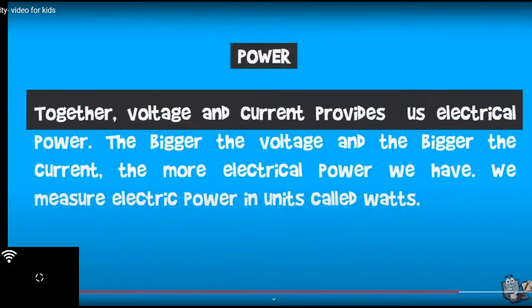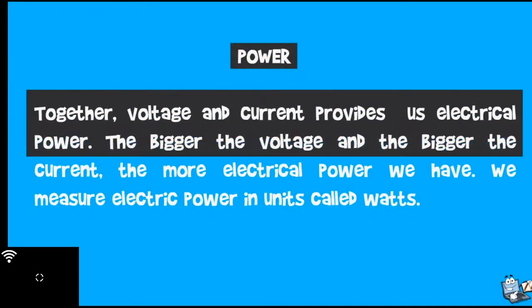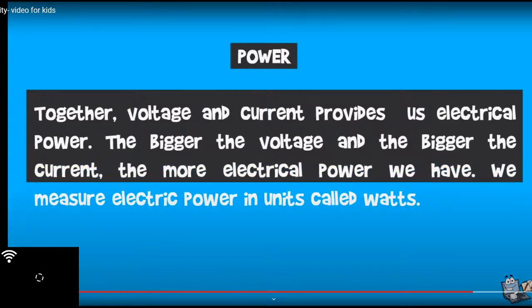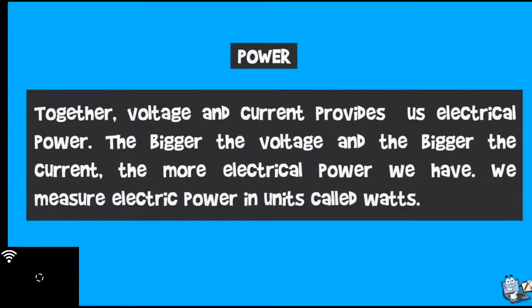Power. Together, voltage and current provide us electrical power. The bigger the voltage and the bigger the current, the more electrical power we have. We measure electrical power in units called watts.